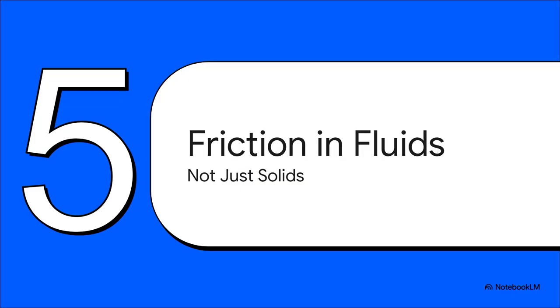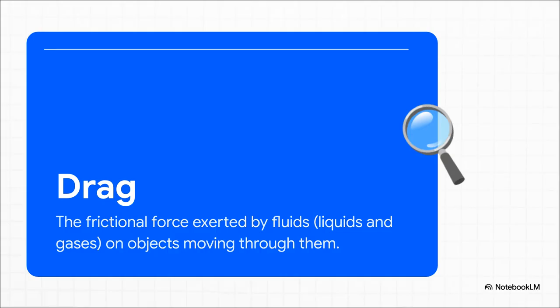So far, we've pretty much only talked about solid things rubbing against other solid things. But friction is everywhere. It also happens when an object tries to move through a liquid or even just through the air. You see, liquids and gases are technically called fluids, and they have their own special type of friction. This fluid friction has its own name. We call it drag. You've definitely felt this. It's the force pushing against your hand when you stick it out the window of a moving car, or that feeling of resistance when you try to run in a swimming pool. That's the fluid, the air or the water, pushing back on you.